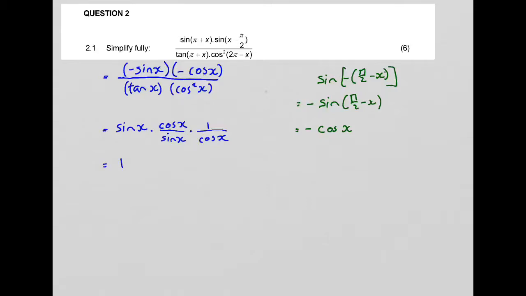Right, marks are allocated. One for your negative cos x, one for your negative sine x, one for the denominator, and one for the method of replacing tan at the bottom with cos x over sine x, an accuracy mark for your 1 over cos x, and an accuracy mark for your final answer.